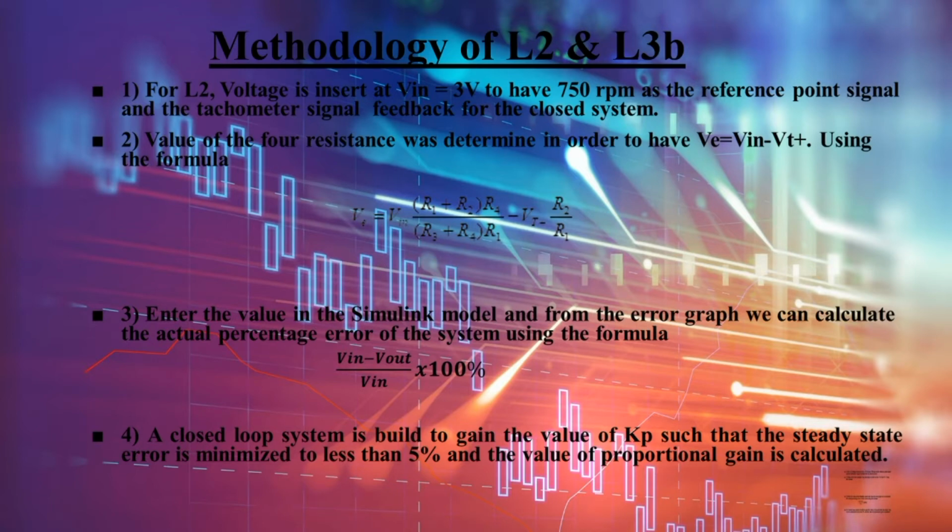After that, we enter the value in the Simulink model, and from the error graph we can calculate the actual percentage error of the system using the formula of V input minus V output over V input times 100%. And then lastly, a closed loop system is built to gain the value of Kp such that the steady state error is minimized to less than 5% and the value of the proportional gain is calculated.